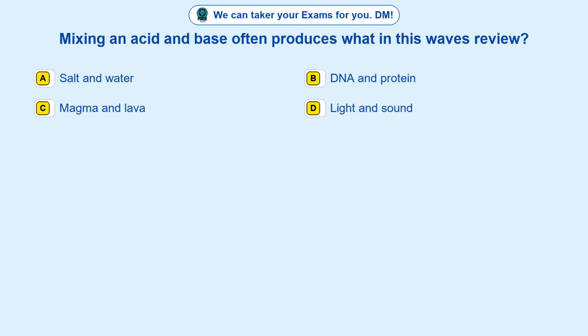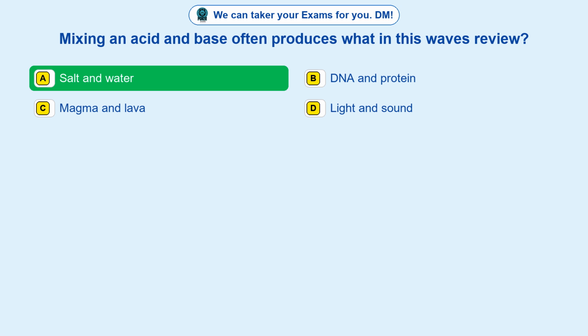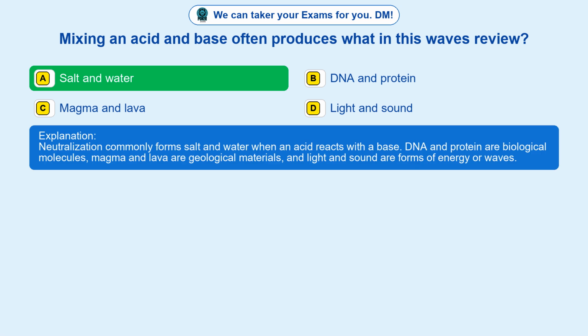Question 38. Mixing an acid and base often produces what in this waves review? Option A, salt and water. Option B, DNA and protein. Option C, magma and lava. Option D, light and sound. The correct answer is option A, salt and water. Neutralization commonly forms salt and water when an acid reacts with a base. DNA and protein are biological molecules, magma and lava are geological materials, and light and sound are forms of energy or waves.